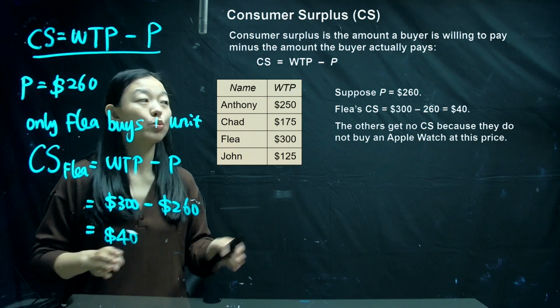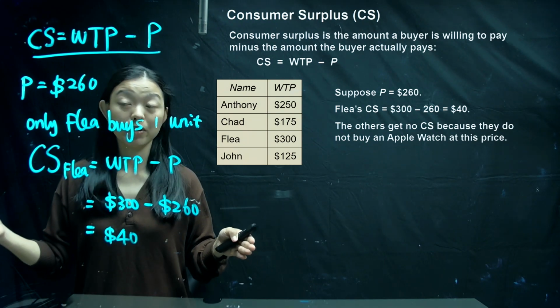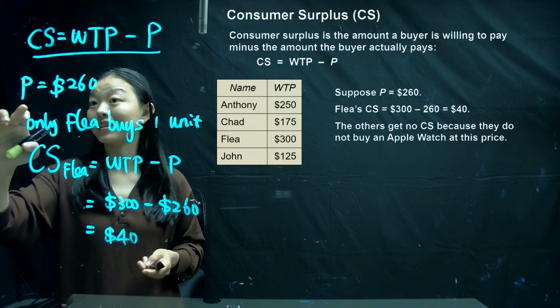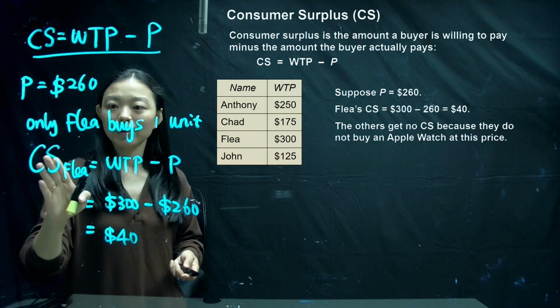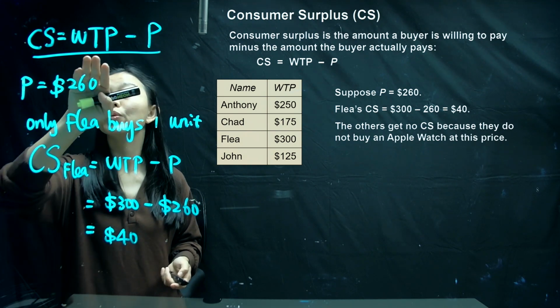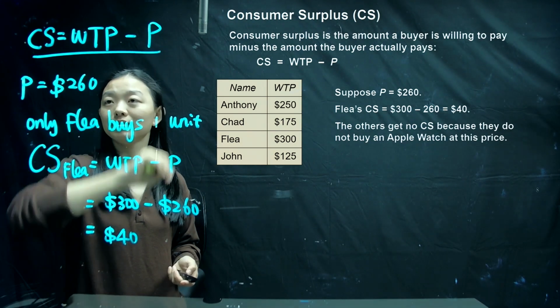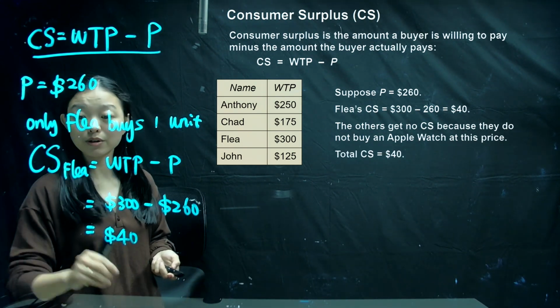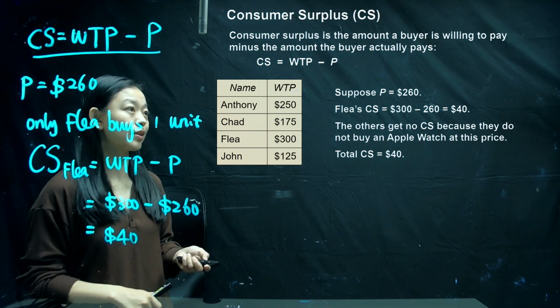And now the others will have no consumer surplus because they will not purchase an Apple Watch if the market price is $260, right? So actually from this part, consumer surplus is pretty straightforward. Use willingness to pay, subtract market price. Okay, so we say the total consumer surplus equals $40.